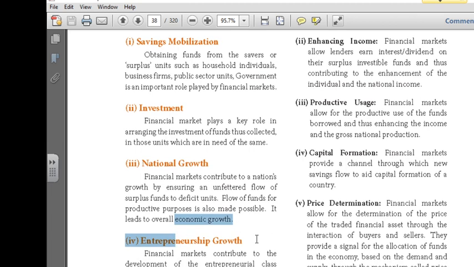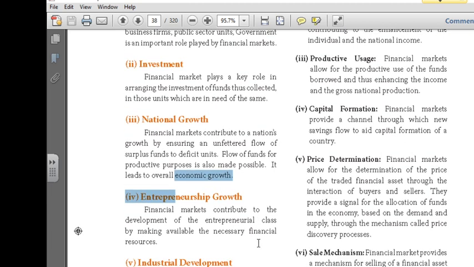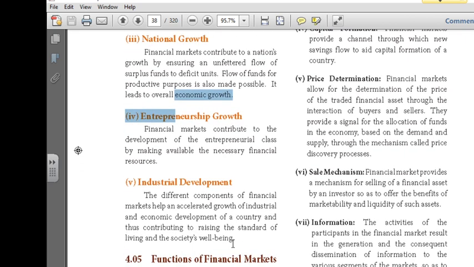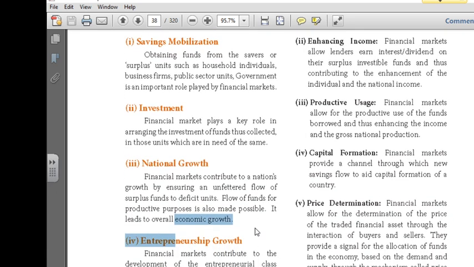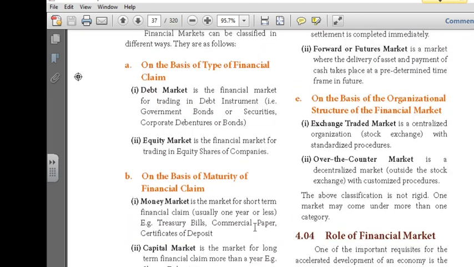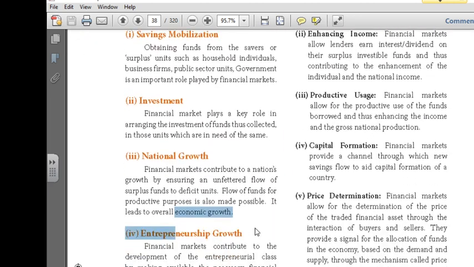Next is the entrepreneurship role. Entrepreneurship is nothing but individual business. So it contributes to the development of the entrepreneurial class by making available the necessary financial resources. It is like asking what the uses of a financial market are; this is the answer. And industrial development: the financial market helps the growth of industries and the economic growth of your country, and contributes to the standard of living of society overall. So the points are saving, investment, national growth, entrepreneurship and industrial development. This is the role of a financial market.